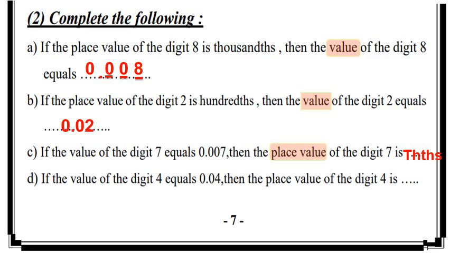In letter D, if the value of the digit 4 equals 0.04 or 4 hundredths, then the place value of the digit 4 is what? We need the place of the digit 4, so let's say the houses together. We have here the decimal point. The first decimal place is tenths, the second decimal place is hundredths. So the answer is hundredths.